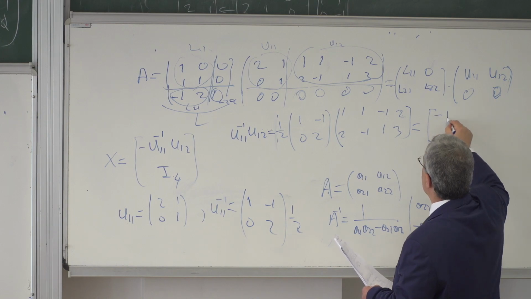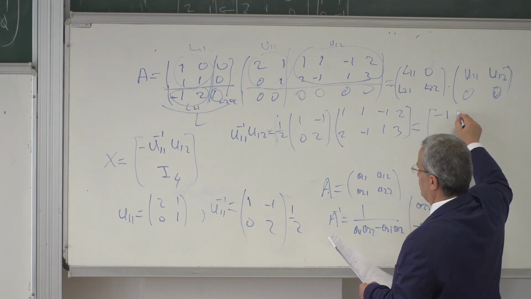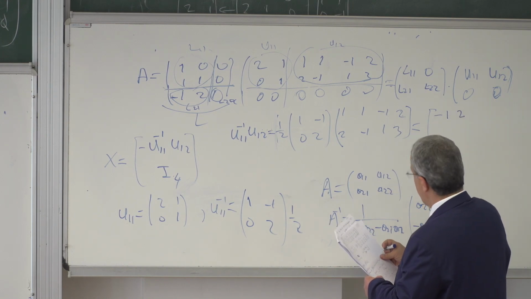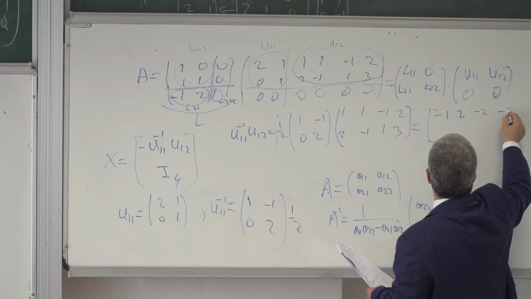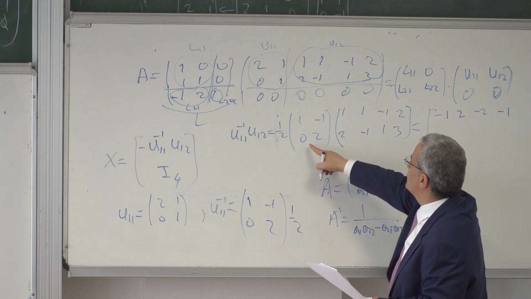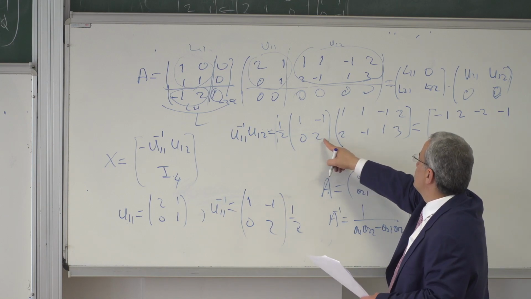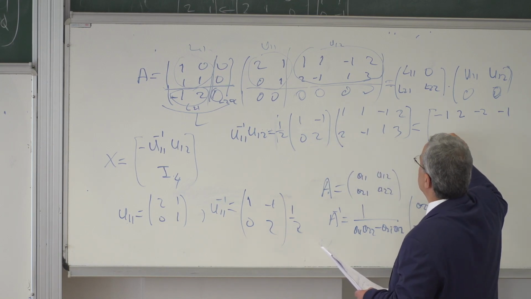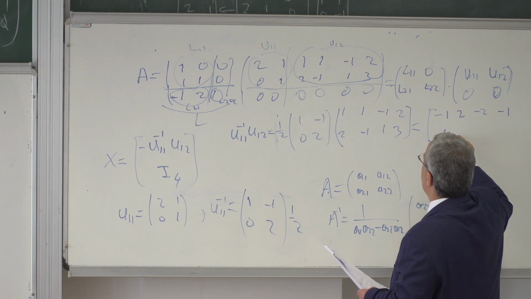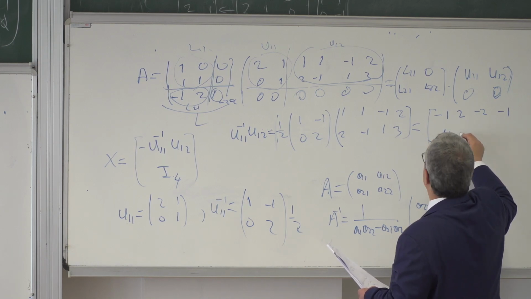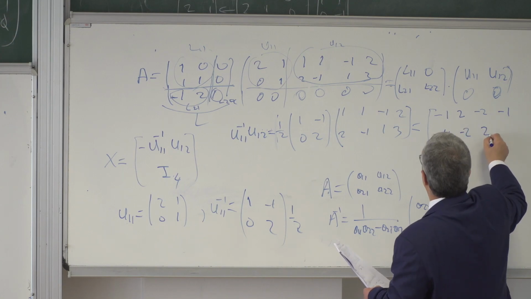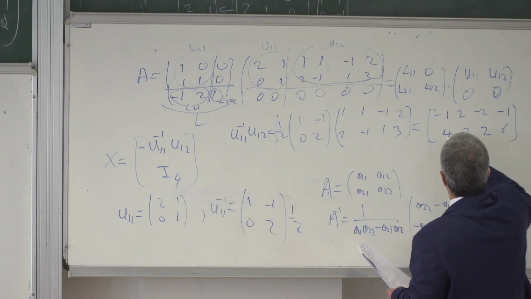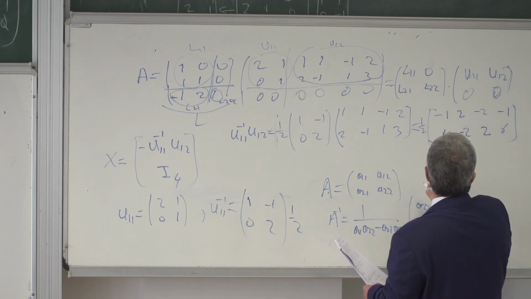Minus 1, 2, minus 2, minus 1. And this one tells you that just multiply the second row by 2. So that is 4 and minus 2, 2, and 6. And we should also multiply by 1/2. Okay?